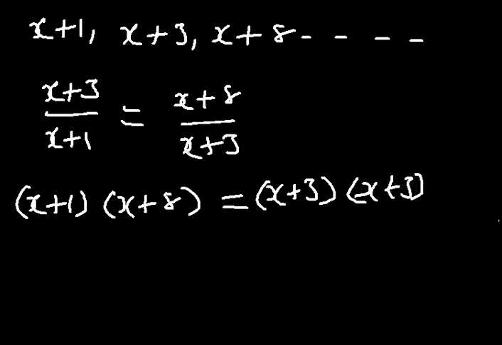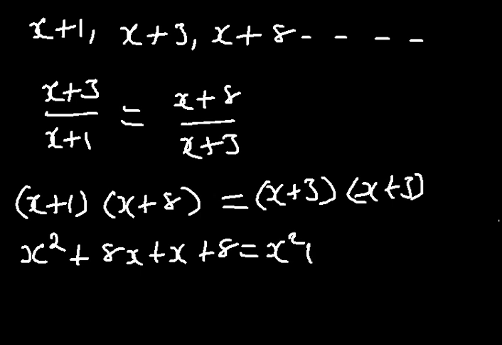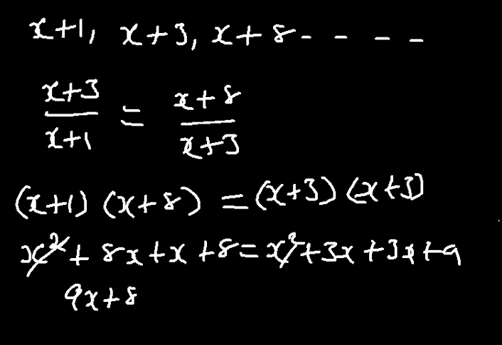So now in this case we'll have to expand. We'll have it as x squared plus 8x, and that plus x, that is plus 8, which is the same as x squared plus 3x, and that plus 3x, that is plus 9. And of course this and this will go. That will be given as 9x plus 8, which is the same as 6x plus 9.